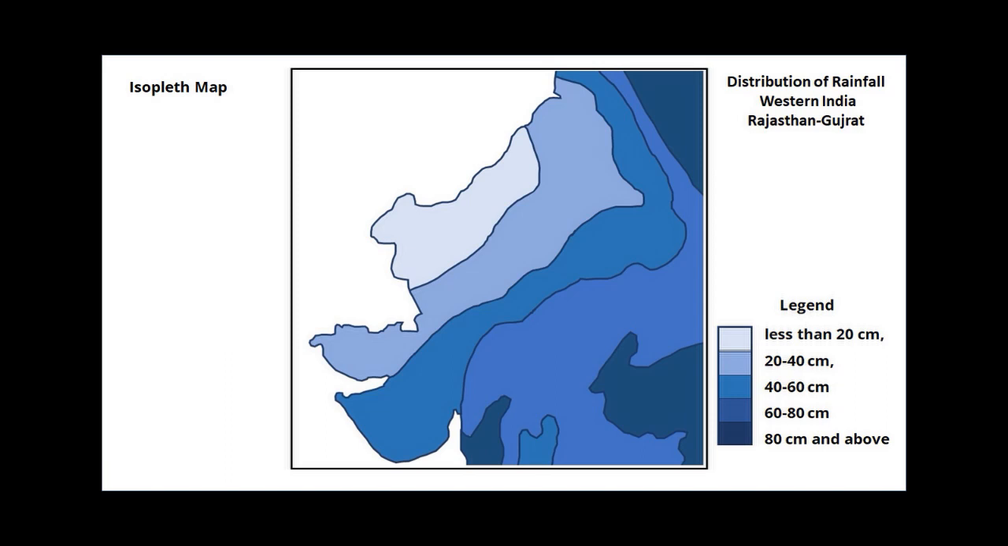Before we get started, let's first understand what an Isopleth map is. An Isopleth map is a type of thematic map that represents the distribution and intensity of a particular phenomenon or data across a given area. It uses contour lines or color gradients to connect points of equal value, allowing us to visualize patterns, trends, or gradients in the data. In our case, we'll be creating an Isopleth map of rainfall levels in Western India, specifically focusing on the regions of Rajasthan and Gujrat. So, let's jump into the step-by-step process of creating this map.